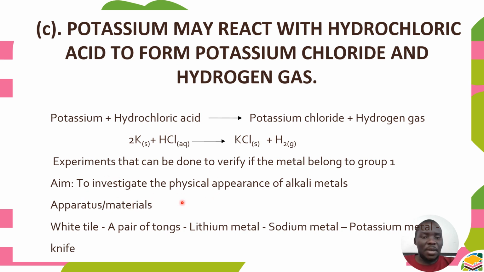So when we are describing an experiment, we still need a lot of steps. We need an aim, we need the apparatus or materials, we need the procedure, we need the results and observation, and conclusion. So our aim is to investigate the physical appearance of alkali metals. We want to know the appearance of alkali metals. The apparatus that we need: a white tile, a pair of tongs, lithium metal, sodium metal, potassium metal, and a knife.